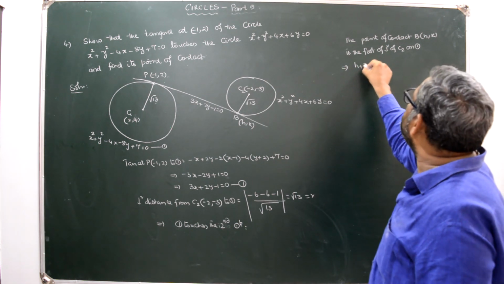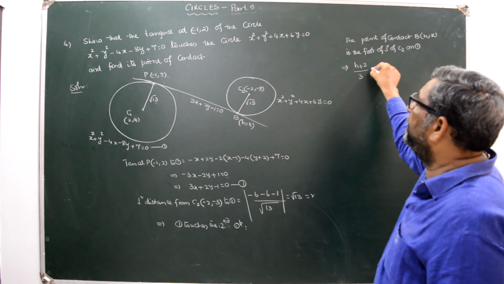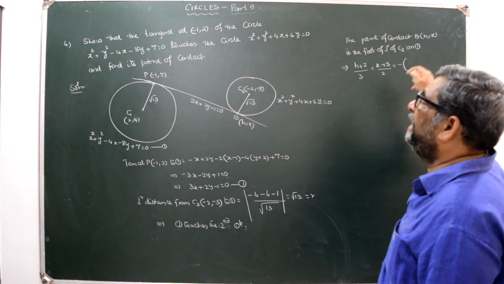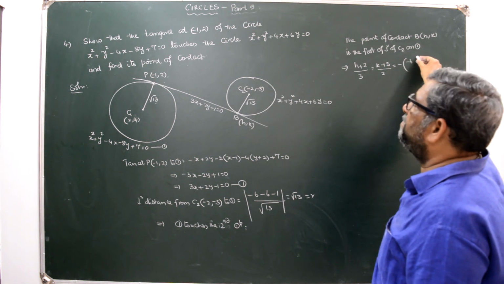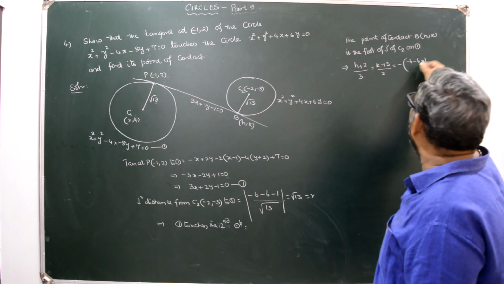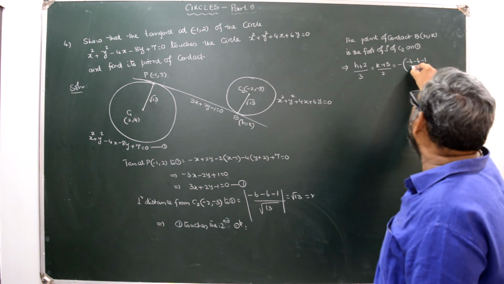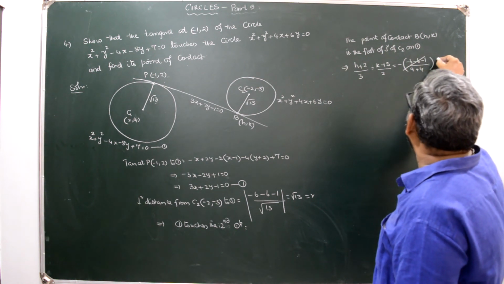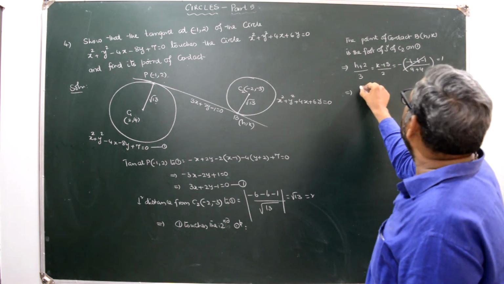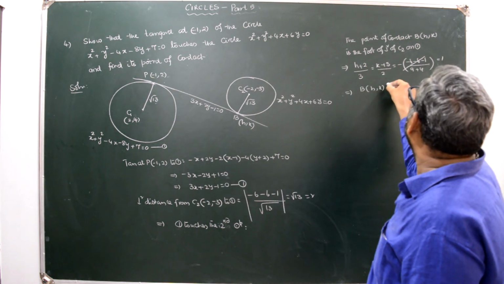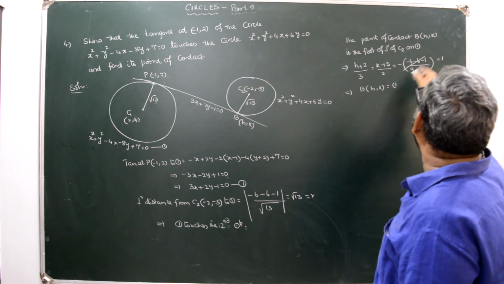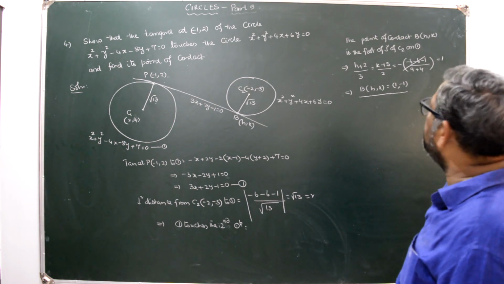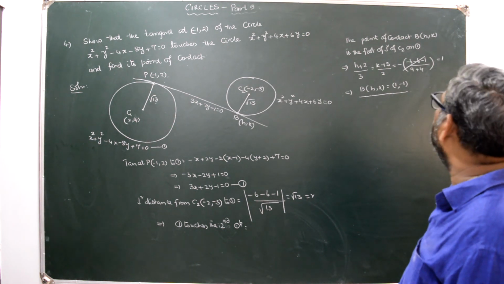The formula is h plus 2 by 3 equals k plus 3 by 2 equals minus 6 minus 1 by 9 plus 4. So this is a minus 13 by 13, minus 1. This is completely plus 1. So B H comma K is 3 minus 2, 1, 2 minus 3 minus 1. So this is the foot of the perpendicular. This is nothing but the point of contact. So this is the answer.